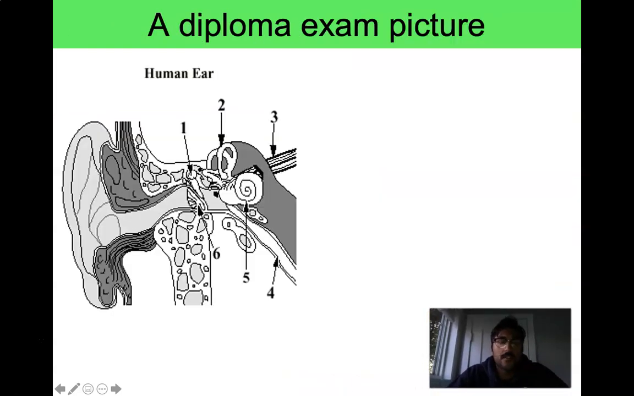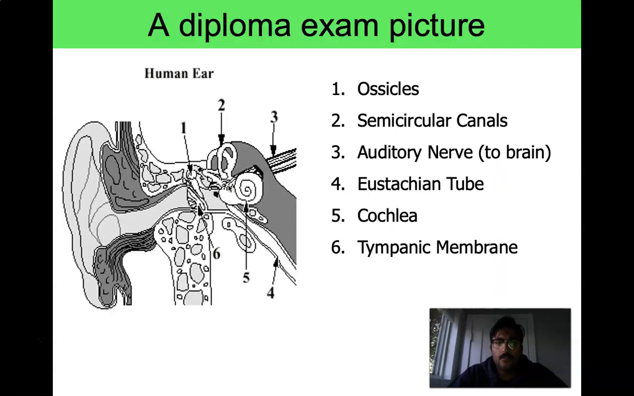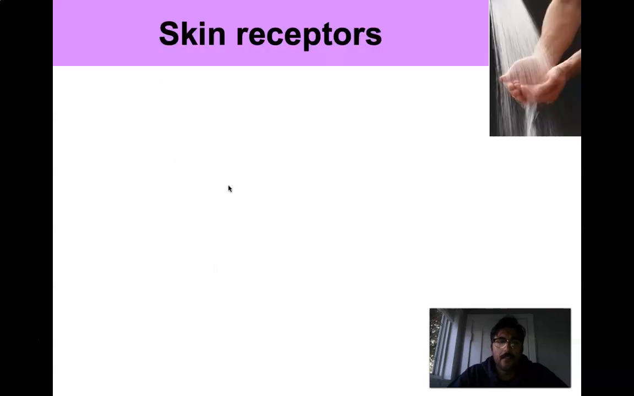Here's an example of a diploma exam picture. If you had to label these numbers, could you? Give it a pause on this video here and see if you can do it. Okay, here's the answers.